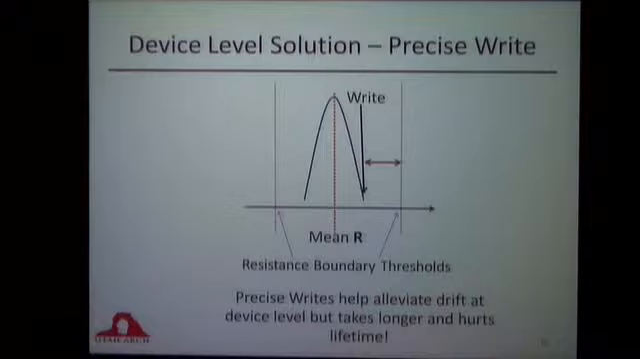But this comes at a cost. For a more precise write, you'd have to carry out iterations of read and write, and then write again until you get a particular write value. So first of all, it costs more energy, and second of all, it hurts your lifetime because you are writing again and again to reach a particular value.